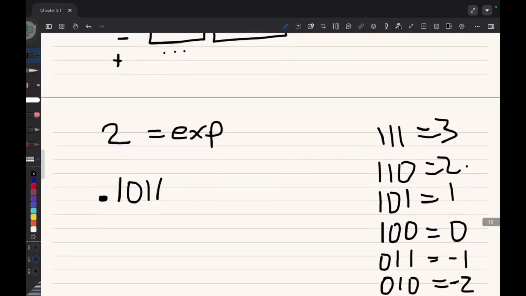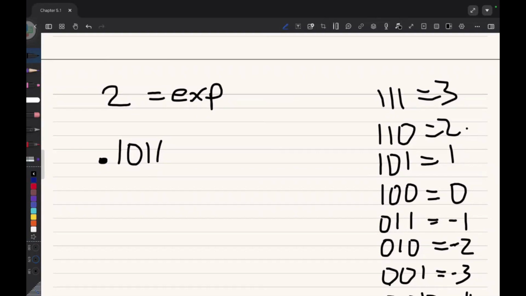Then we look at the exponent. The exponent is positive, so we're going to move our radix point 2 points to the right. If it was negative, we would move it 2 points to the left. So now here we have our 1, 0, 1, 1, and then we move our radix point 2 points to the right. It's going to be 10.11.